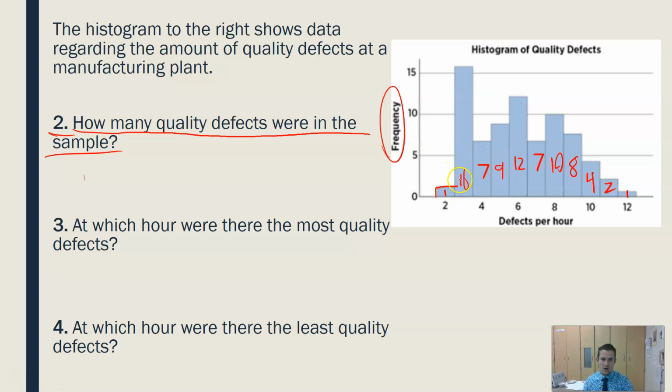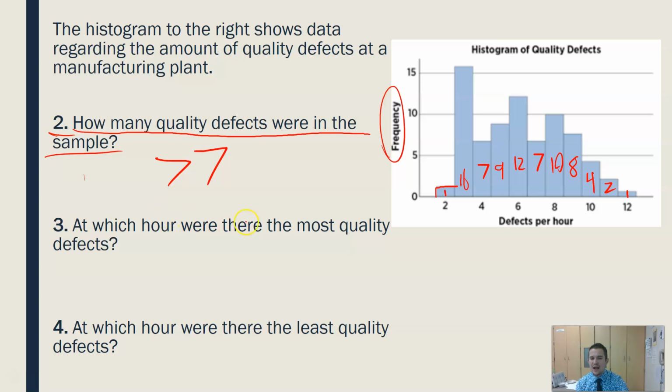So there's 1 plus 16 plus 7 plus 9 plus 12 plus 7 plus 10 plus 8 plus 4 plus 2 plus 1. That's how many quality defects we had in our sample, over the course of the whole workday. I'm just typing these in my calculator. 1, 16, 7, 9, 12, 7, 10, 8, 4, 2, 1. I had 77 total quality defects in my sample.